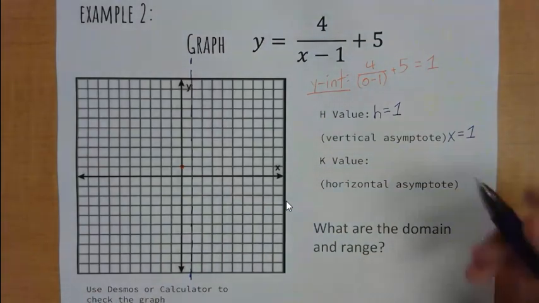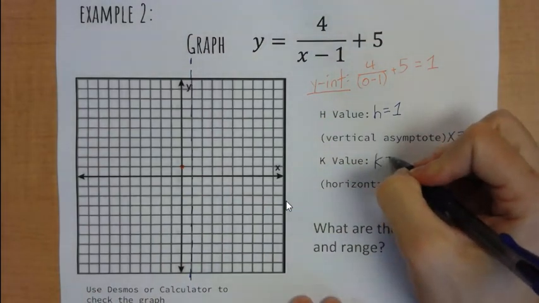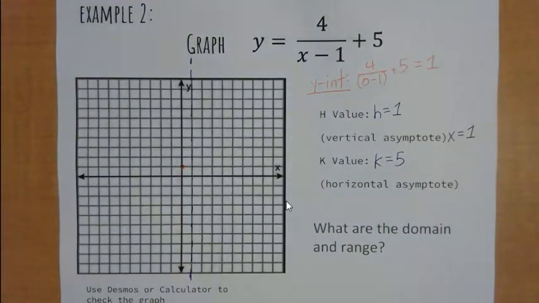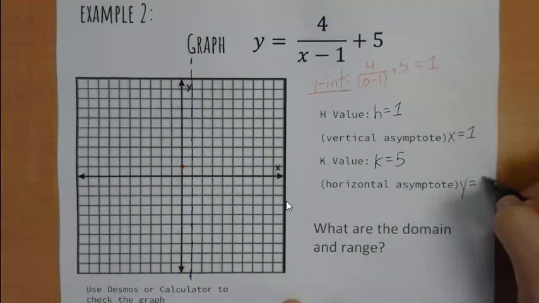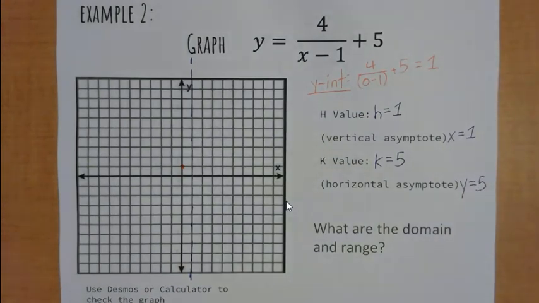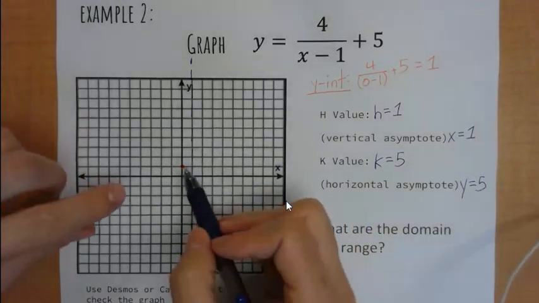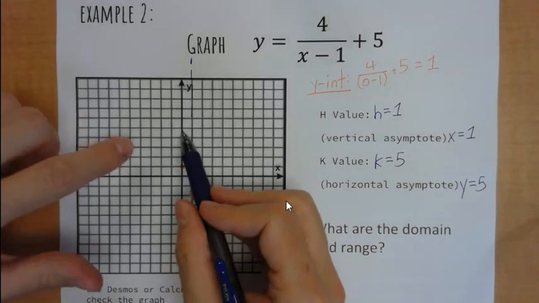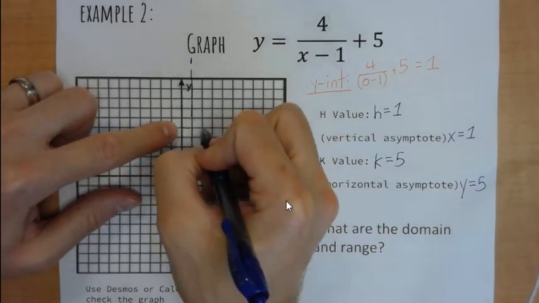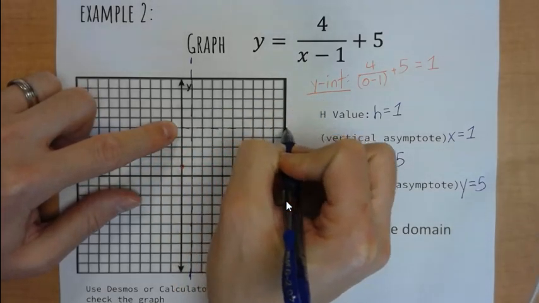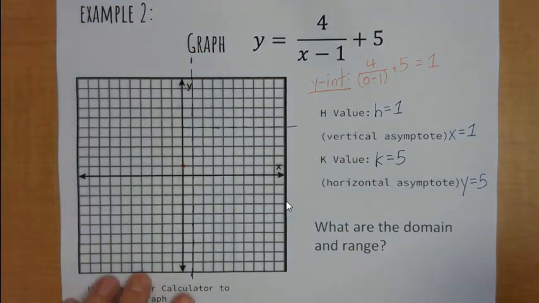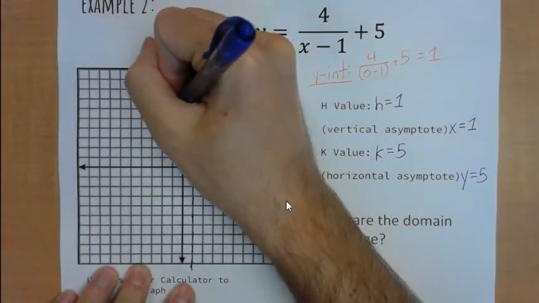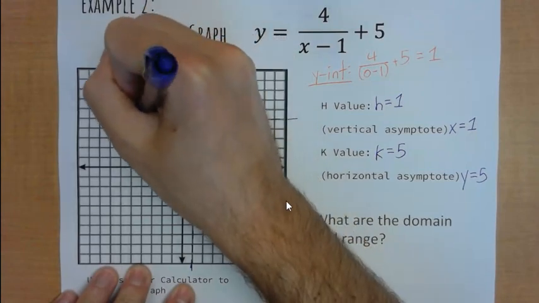Now our k value is going to be the same as that last number in our equation. It's going to be k equals 5, meaning our horizontal asymptote is going to be y equals 5. And now let's draw in our horizontal asymptote. We go 1, 2, 3, 4, 5 spaces up. So we have that horizontal asymptote. And we can draw in that fully on our graph.